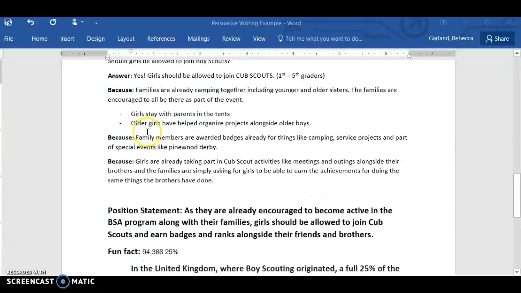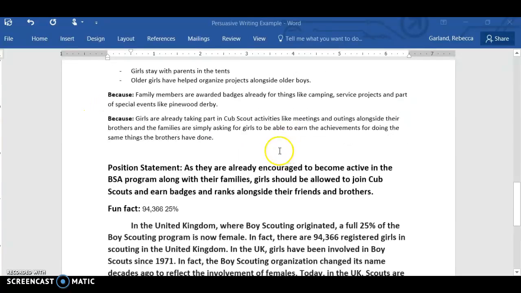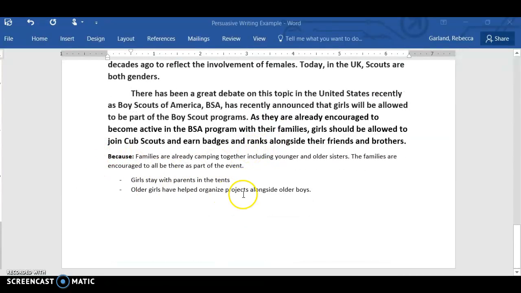So I grabbed the first because. I already brainstormed it out. Families are camping together, sisters are there, girls are already in tents with their parents, and so I'm just going to flesh this out into a paragraph. So I'm going to pause it and then I'll be right back.